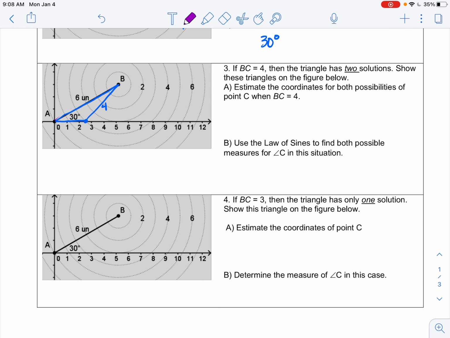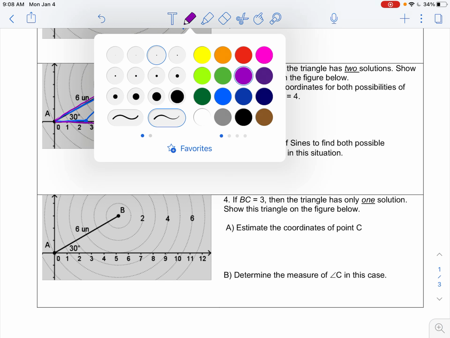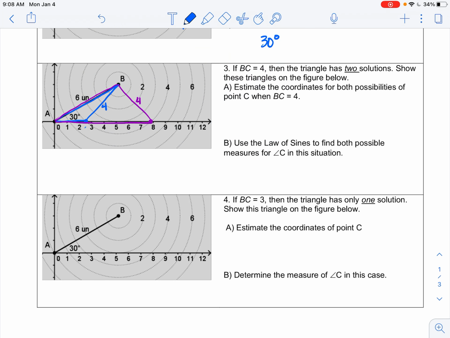Now, the most common choice is this one right here, which is also 4 units. So I'm going to highlight this in purple so that we can see this would be our second option for C. So we can have C right here, or we can have C right here. It says estimate the coordinates for both possible points C. So C can be at about 7.9, and then C can also be about maybe 2.5.